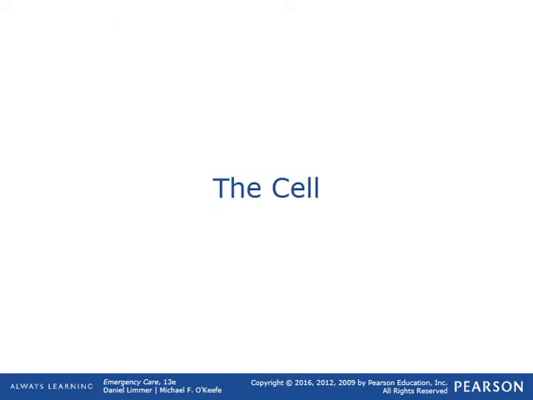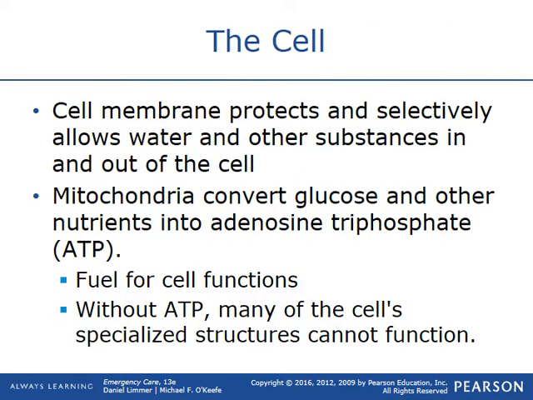So let's briefly talk about the cell. The cell membrane protects and selectively allows water and other substances in and out of the cell. The mitochondria converts glucose and other nutrients into adenosine triphosphate, or ATP, which gives fuel for cell functions. And remember that without ATP, many of the cell's specialized structures can't function at all.